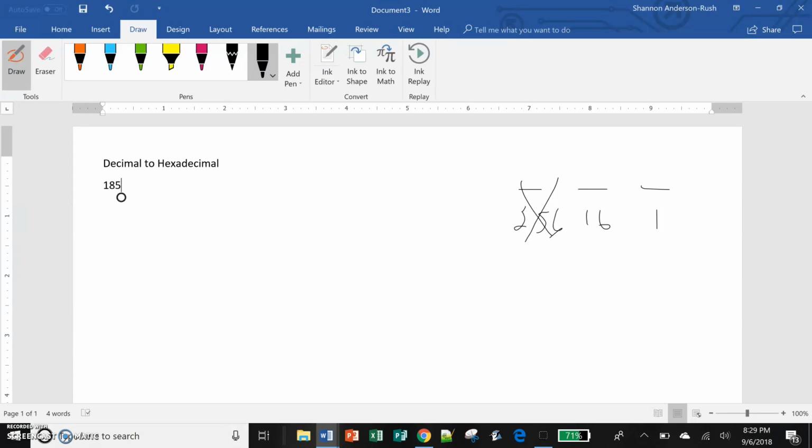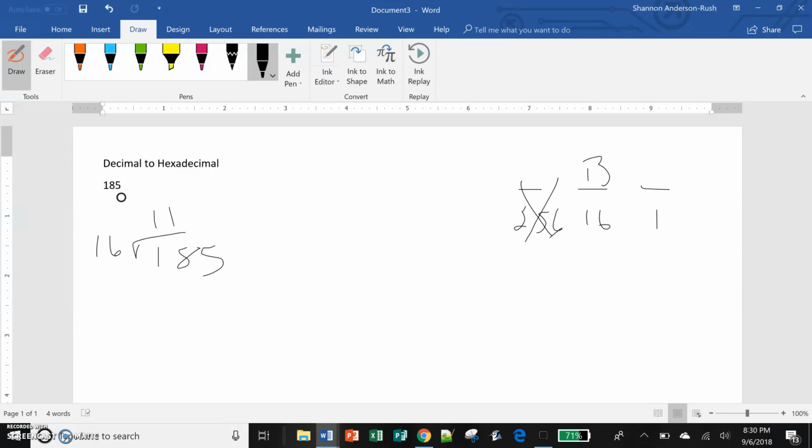Now, I need to determine how many times 16 will go into 185 evenly. So I'm going to set up a little division problem here. If I take 185 and divide it by 16, I see that it goes in evenly 11 times. So I'm going to put the equivalent of an 11 over my 16th place. We talked about in the previous video that once we exceed the 9 in hexadecimal, we have to switch over to letters, where A is 10, B is 11. So I put a B over top of my 16.